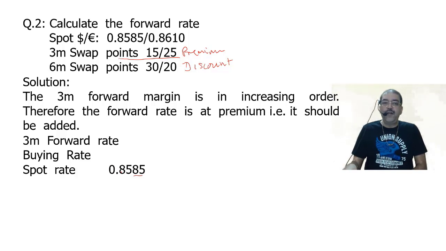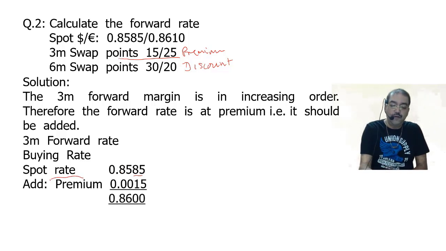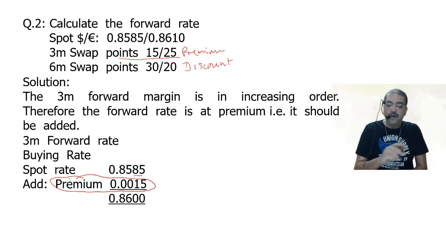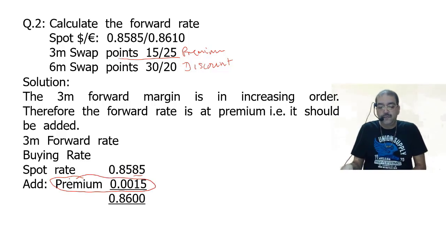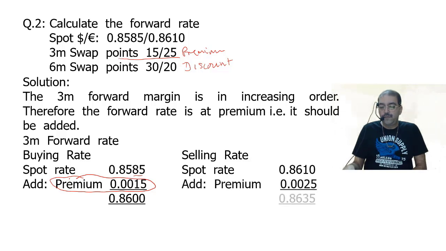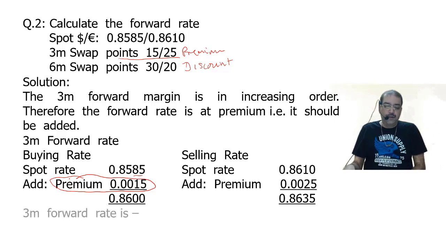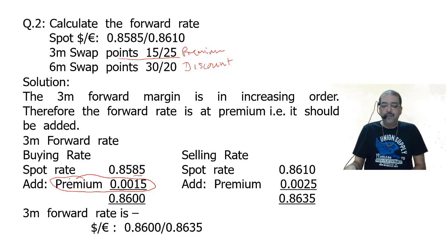So it will be added. 15 means 0.0015. Note this, this is important for you. If two figures are given, it is the last 2 digits which are given. Okay, so the buying rate is 0.8600. Selling spot rate is 0.8610. Add 0.0025. Clear? So the 3 month forward rate is 0.8600 by 0.8635.